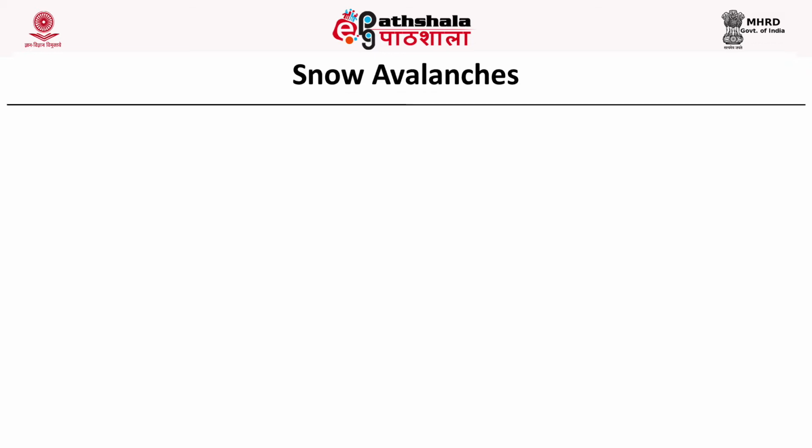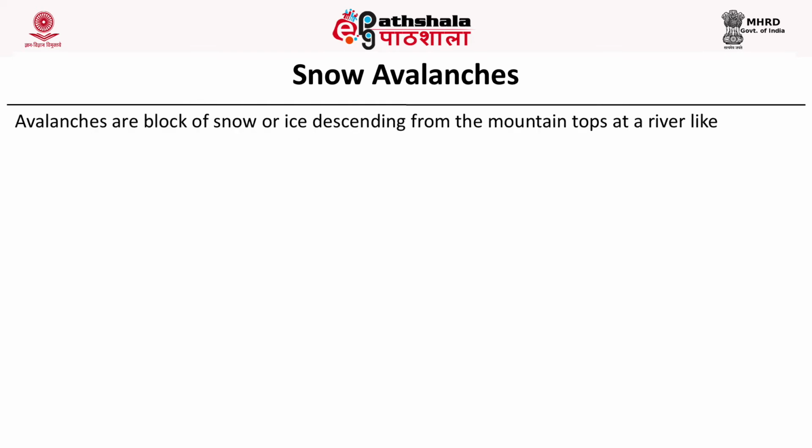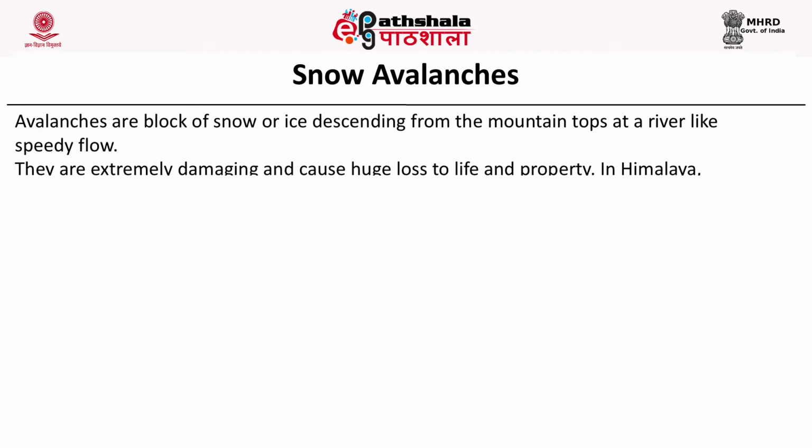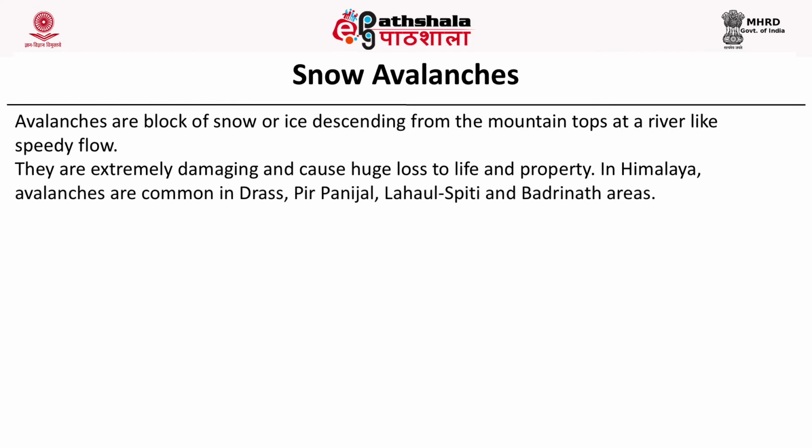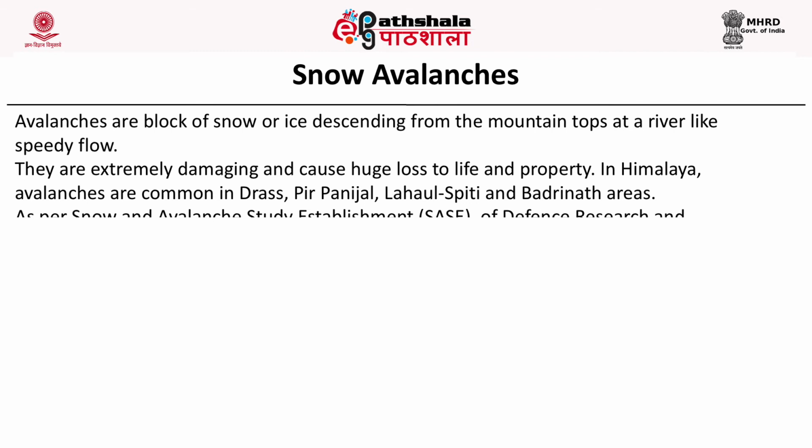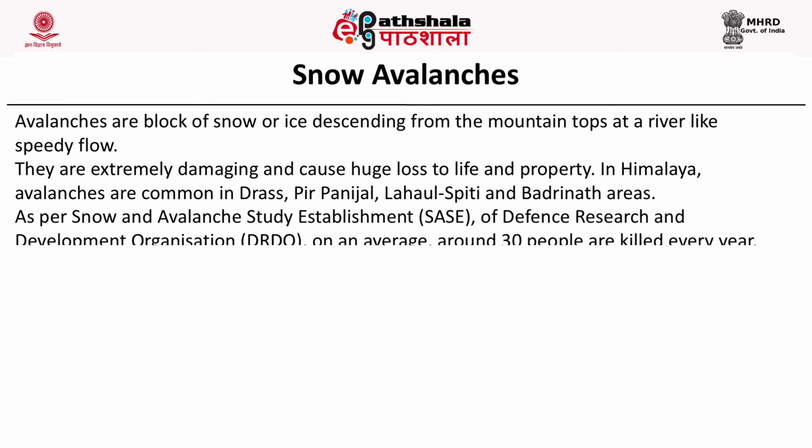The next disaster is snow avalanches, which are blocks of snow or ice descending from the mountain tops at a very high speed like a flowing river. They are extremely damaging and cause huge loss to life and property. In the Himalayas, avalanches are common in Dras, Pir Panjal, Lahaul Spiti and Badrinath areas.